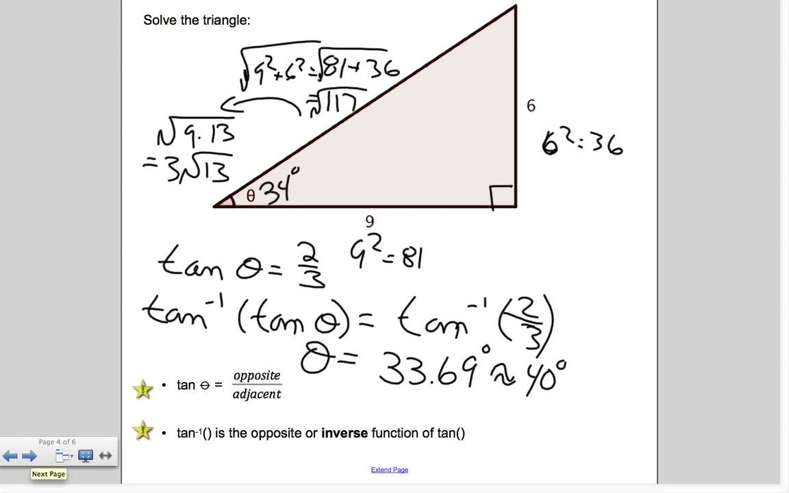Okay, big question. Did everybody find the inverse tan function on the calculator? If you do the inverse tan of 2 divided by 3, which is 0.6666 repeated, you should get an answer roughly around 33.69. That tells you the degrees. That tells you the value of your angle. So now we know that theta is equal to 34 degrees.